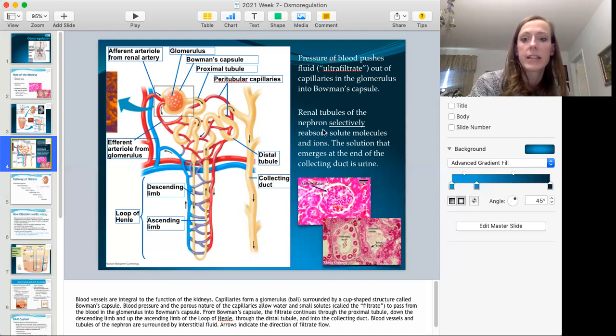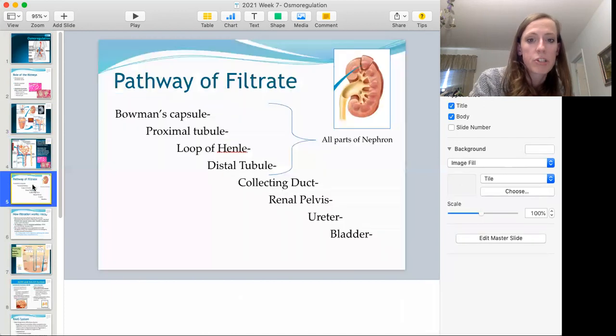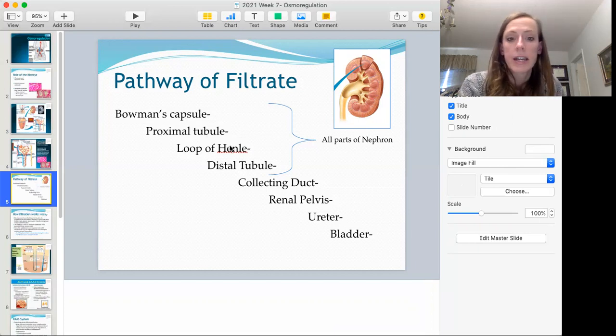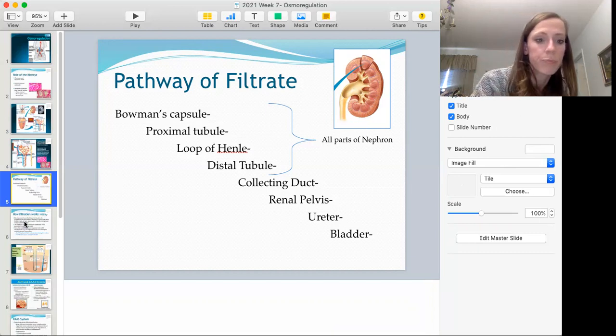So there's a lot of selective reabsorption of solute molecules, a lot of retention of water that takes place along this process. We will talk about all of that in the next couple of slides, but let me just recap a little bit, just sort of map out the pathway of filtrate going from Bowman's capsule to the proximal tubule, the descending and then the ascending limbs of the loop of Henle, then the distal tubule, and then the collecting duct, and then into the renal pelvis, which you can see here, down the ureter, to the bladder, to the urethra, and out the body, okay? All right.